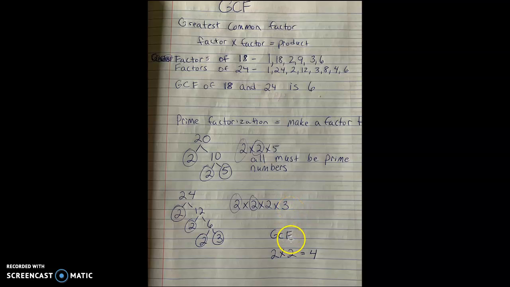To get my greatest common factor, you make pairs like pairs of socks. So this 2 up here pairs with this 2 down here, and I write it once. This 2 up here pairs with this 2 down here, and I write it once. This 5 does not have a pair. This 2 does not have a pair, and this 3 doesn't have a pair. So my greatest common factor is going to be 2 times 2 equals 4. So 4 is my greatest common factor of 20 and 24. So those are two ways that you can find the greatest common factor.